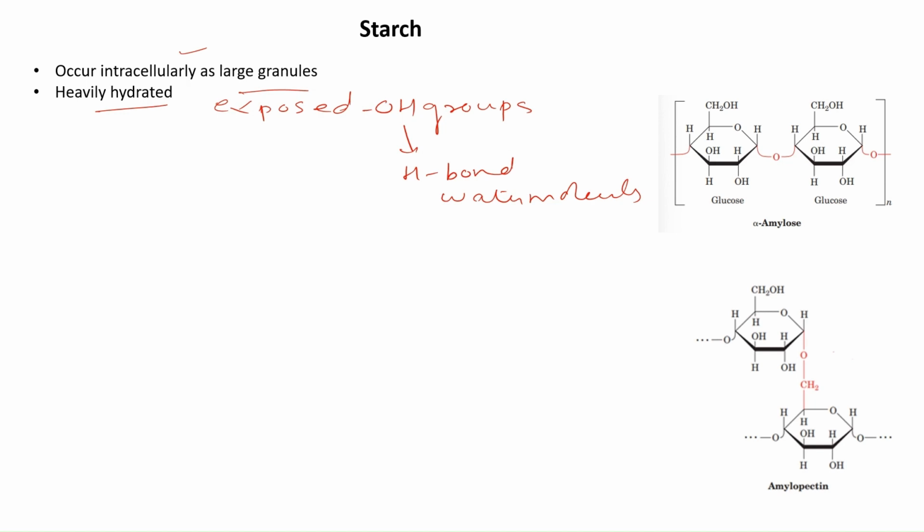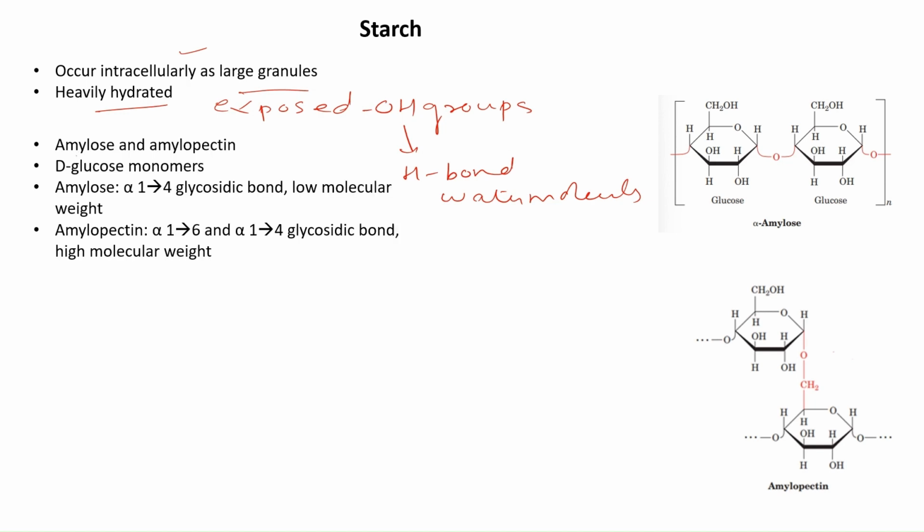Now starch is composed of amylose and amylopectin. See here, this is the structure of amylose and this is the structure of amylopectin. Starch is a homopolysaccharide, a polymer of glucose monomers. This bond is definitely a glycosidic bond. This is C1, this is C4. Therefore amylose has a 1 to 4 glycosidic bond. Because this is alpha D glucose, amylose contains alpha 1,4 glycosidic bonds.